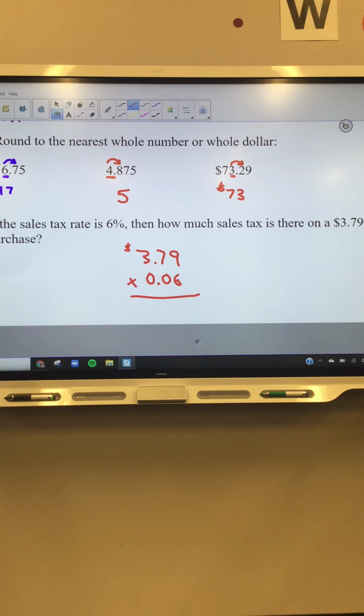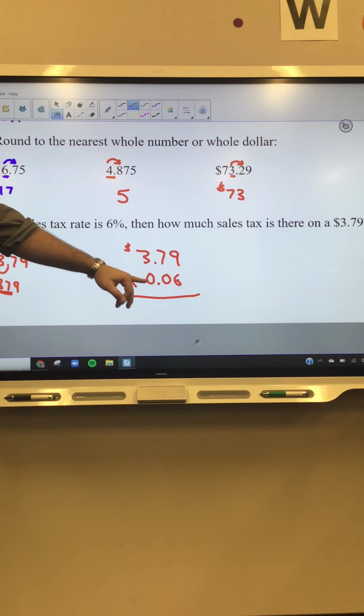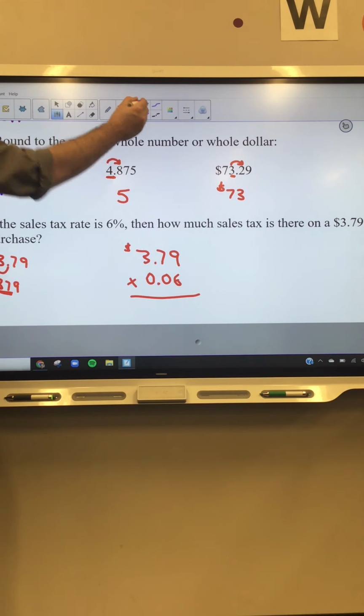Here's how I would do it. I look at $3.79. If I wanted to take 10% of that, I would move the decimal over, right? So 37 cents would be about 10%. This is going to be a little more than half of that. So what's half of 37 cents? Somewhere around 20, right? So I should have something that's about 20 cents, pretty close to it, as my 6% sales tax. Let's go through the algorithm to get there.